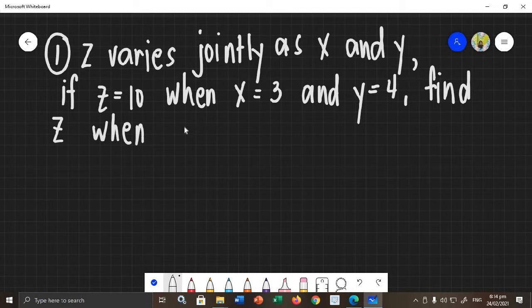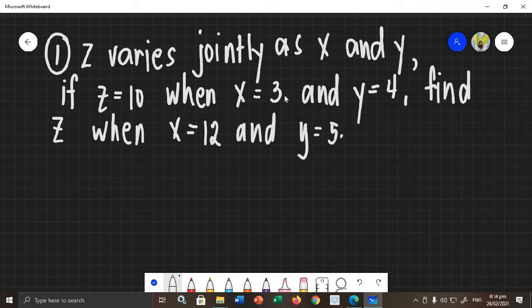when x is equal to 12 and y is equal to 5. So the first phrase here, you need to use that to derive your function. So z varies jointly as x and y. Before we solve the problem, we need to derive a function using the first statement in the problem.